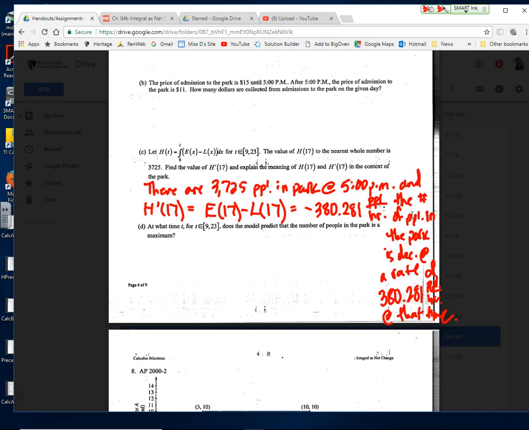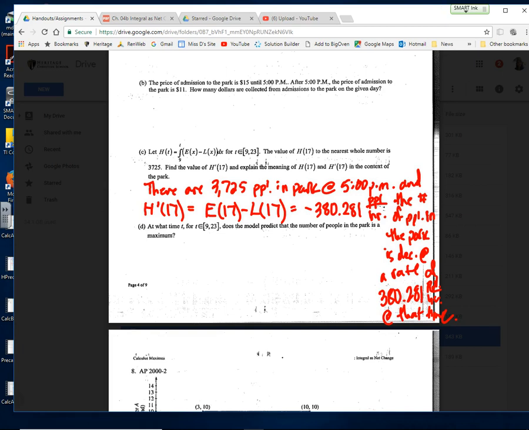What if you just said it one way, like the rate at which the number of people in the park is changing? You'd probably be okay. You could say the rate at which the number of people in the park is changing is negative 380.281. But they do like it when you notice that the negative means decreasing. Just don't ever put decreasing and a negative. Remember, a double negative makes it a positive. That doesn't sound good.